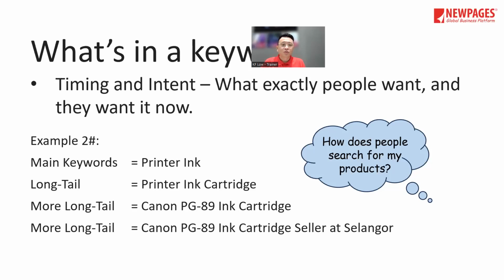the location. So if I refer back to keyword timing and intent, my intention now is that my cartridge is running low and I'm searching for a cartridge and I want it now, because maybe I'm printing some documents for my projects and I want to submit them, and I want to search for any sellers within my vicinity. So the timing and the intent. Usually when people search for a product, the timing is now. Okay, this is just one example only.